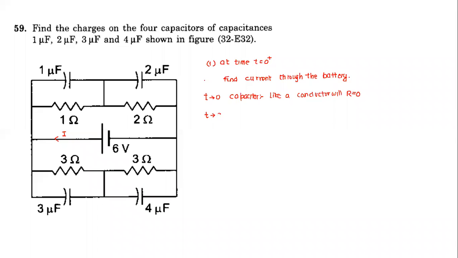What happens at t tending to infinity? How do we treat the capacitor? No current enters through the leads of the capacitor, so it behaves like an open circuit. So the branch carrying the capacitor will not have any current. And I'm just repeating the point.